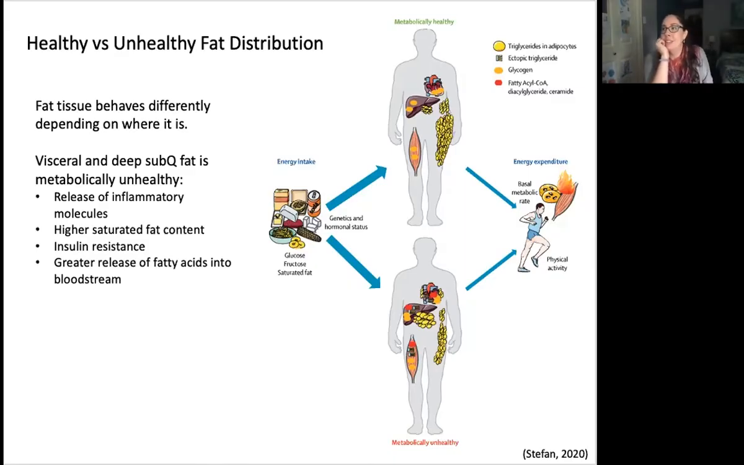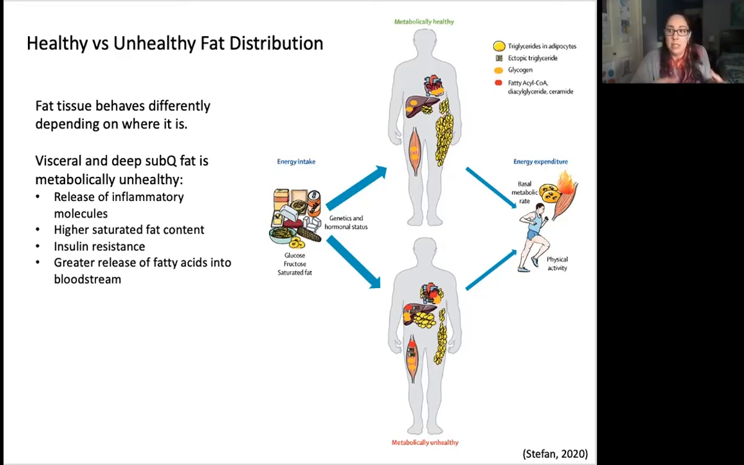What makes different parts of the fat in your body different? Because everyone's heard that certain types of fat are healthier than others, and that having a pear-shaped body is better than having an apple-shaped body. So what does that mean? Fat tissue behaves differently depending on where it is in your body, and it can behave differently in all kinds of ways.